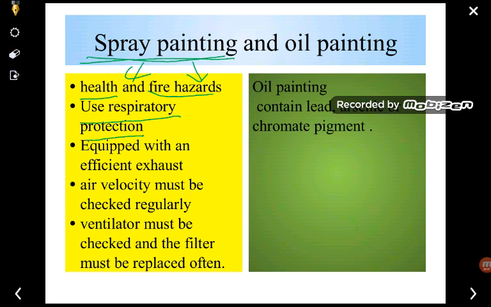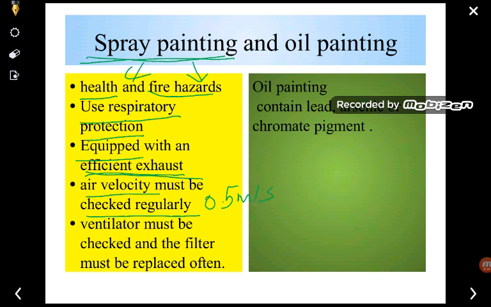Next, while doing spray painting, the spray painting room or cabin must be equipped with an efficient exhaust. There should be a proper, efficient exhaust in the cabin or room where the spray painting process is going on. The ventilation must be checked, and the air velocity must be checked regularly. The air velocity there should also be checked, and it is normally 0.5 meter per second.